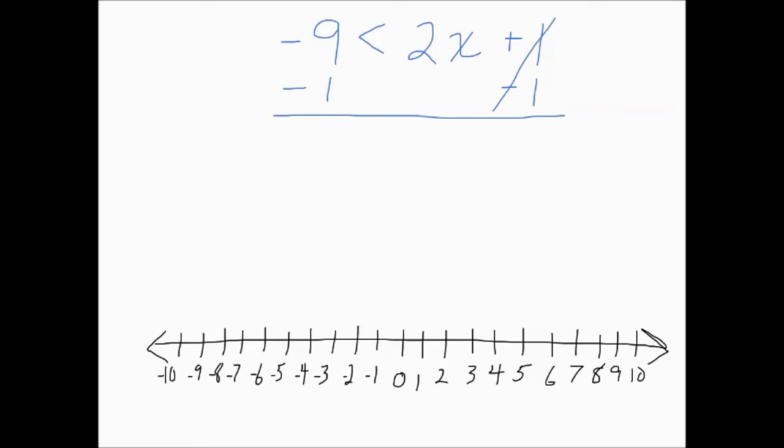Well, the +1 and the -1 cancel, so all I have left on this side is 2x, which means 2 times x. I keep the inequality symbol, and -9 minus 1 is -10, because if I start at -9 on the number line, and I go one space to the left, then I end up at -10.